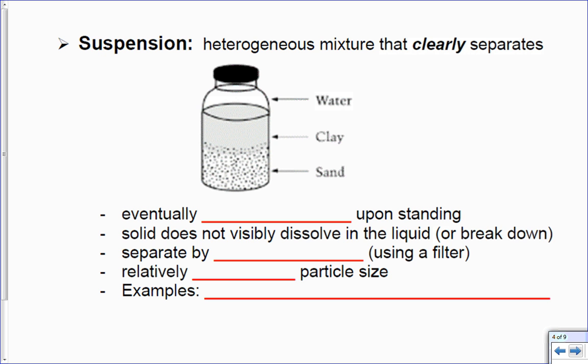Okay, so a suspension is a heterogeneous mixture that clearly separates. So here's the sand, the clay, and the water. You shake it up for a second. It looks like it's all one thing. You set it on the table. You let it sit for 5 minutes. And as it sits, you'll see the things start to settle out, and they'll go by density, okay? So they'll eventually separate upon standing. They don't visibly dissolve. Nothing visibly dissolves in the water like salt water would. All right, I can separate it by filtration. I have relatively large particle size. Think of sand and water or Italian dressing.